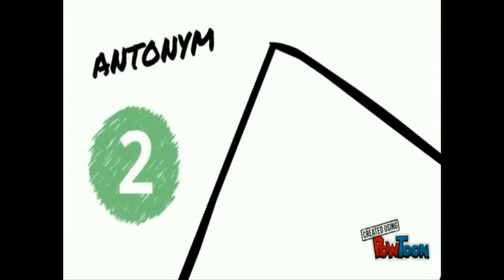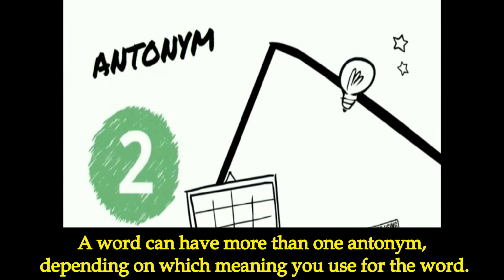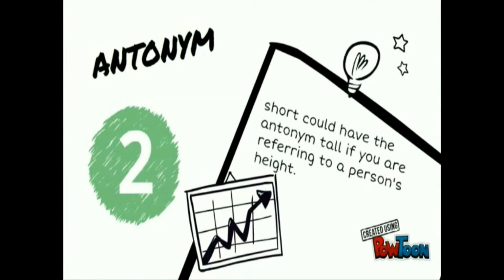Antonym. Antonyms are words which have opposite meanings. A word can have more than one antonym depending on which meaning you use for the word. For example, short has the antonym tall if you are referring to a person's height.